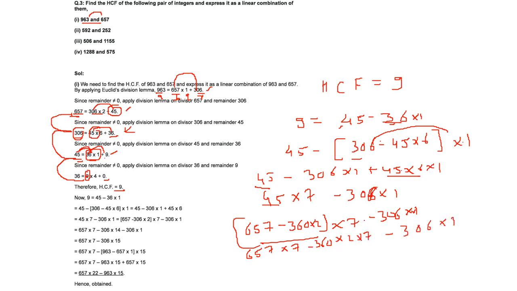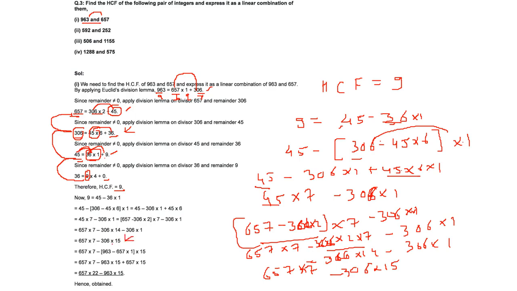So this is 657 into 7, minus 306 into 2 into 7, which is 14. So this is minus 306 into 14, minus 306 into 1. So this becomes 14 and 1, because both are minus, we'll just add them: 306 into 15. Here we have 657 into 7. Right? Because of the lack of space, I'll just explain here. Up till this point we have reached.